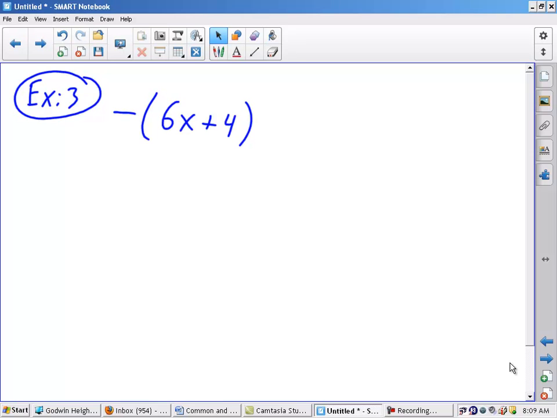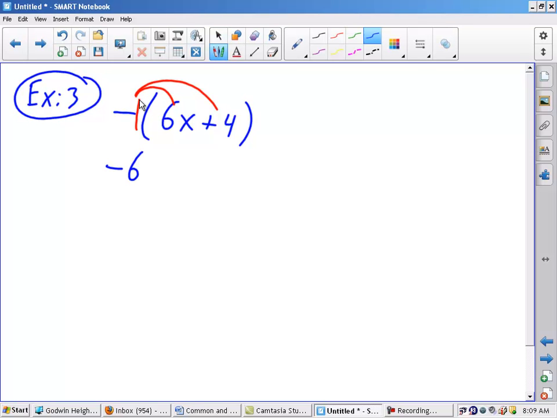Example 3, I have negative times 6x plus 4. Well, what does that mean, just negative? What it means is it's like there's an imaginary 1 in front, so it's negative 1 times all that, and you treat it as normal. So again, negative 1 times 6x and negative 1 times 4 will give me negative 6x. And then negative 1 times 4 will give me negative 4. My variable term is in front, and I'm already all done.